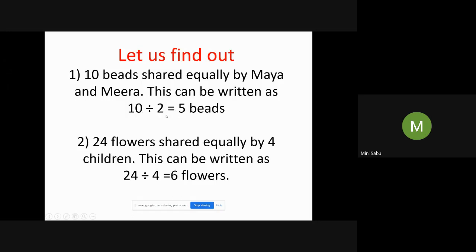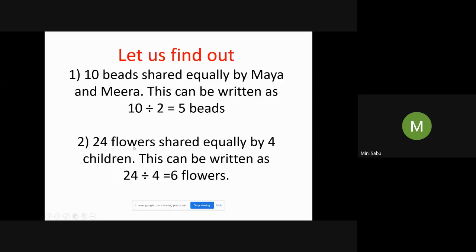10 divided by 2 equal to, we have to say the table of 2 till we reach 10. 2 5s are 10. That means Maya will get 5 beads and Meera will get 5 beads. Equal sharing. Equal sharing is called division. Now let us take the second question.